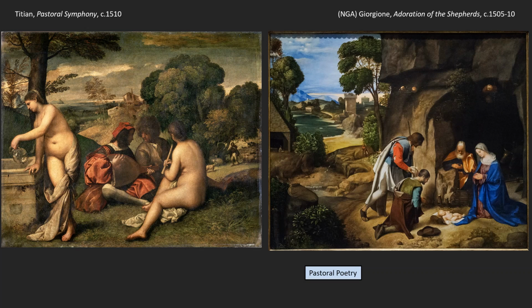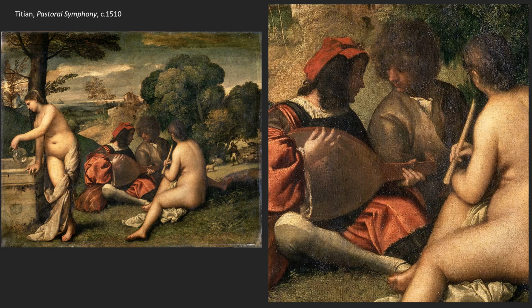What we see is a fellow dressed quite nicely in red. He's from the city. He's a musician, and he has gone off into the countryside to look for inspiration. Here's a close-up of him.